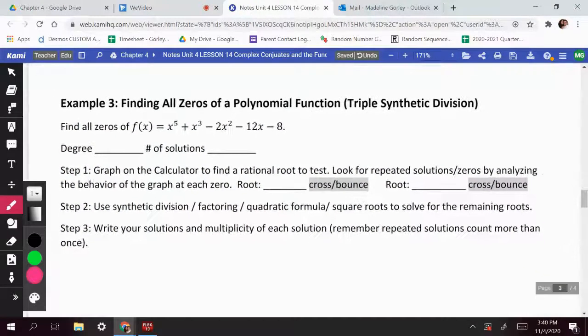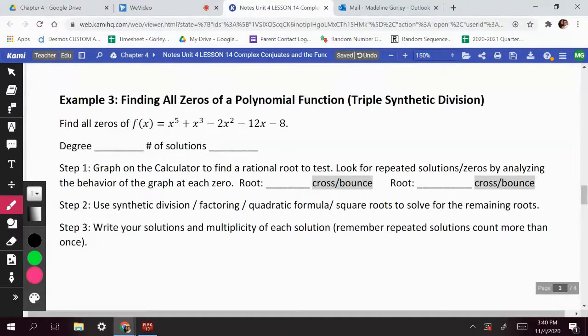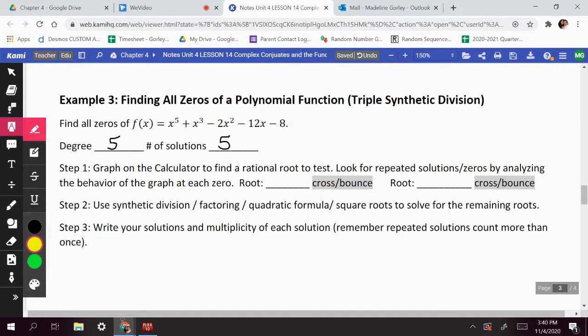All right, so here it says find all the zeros of this function. Let's start with the degree. The degree is 5, so the number of solutions should be 5. Step 1, we're going to graph this function on the calculator to find a rational root that makes sense to test, right? We're looking for the x-intercepts.